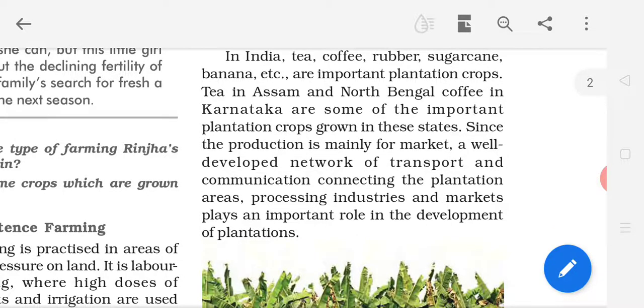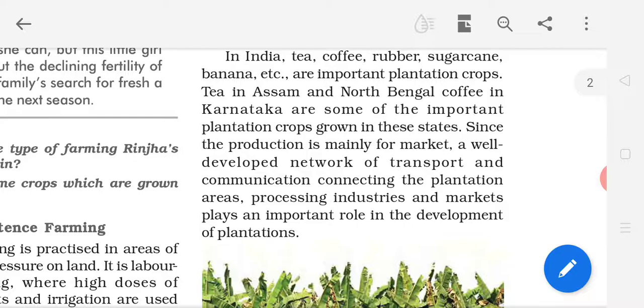Since the production is mainly for market. Now in a plantation we can understand one characteristic here. So what is this? Plantation crops grown in these states, production is mainly for market, means for the purpose of earning money, for selling purpose, not for survival.